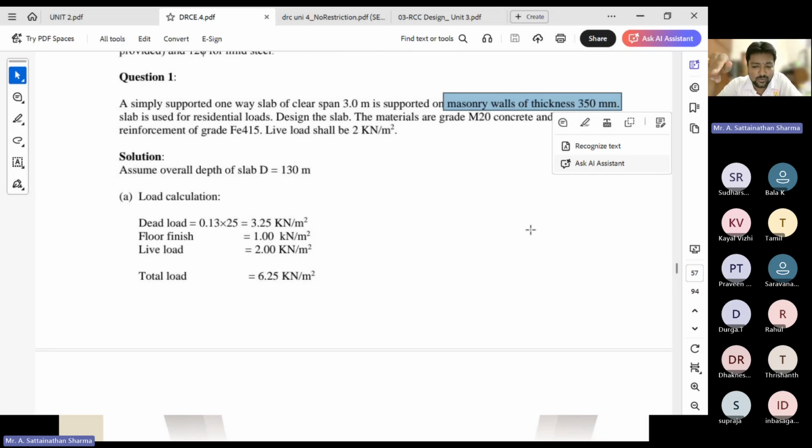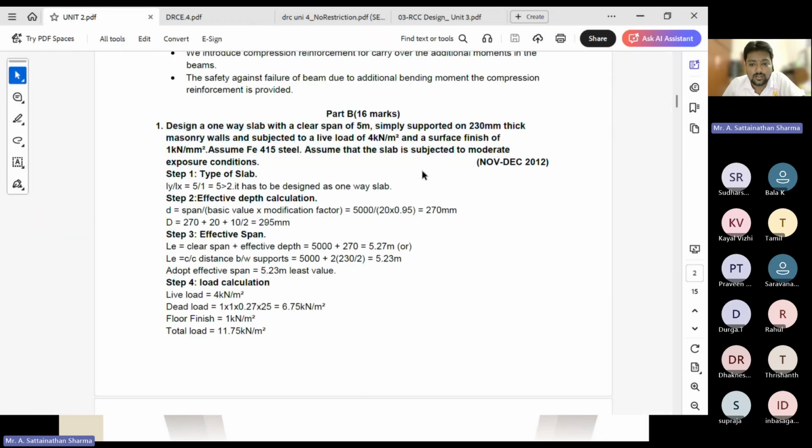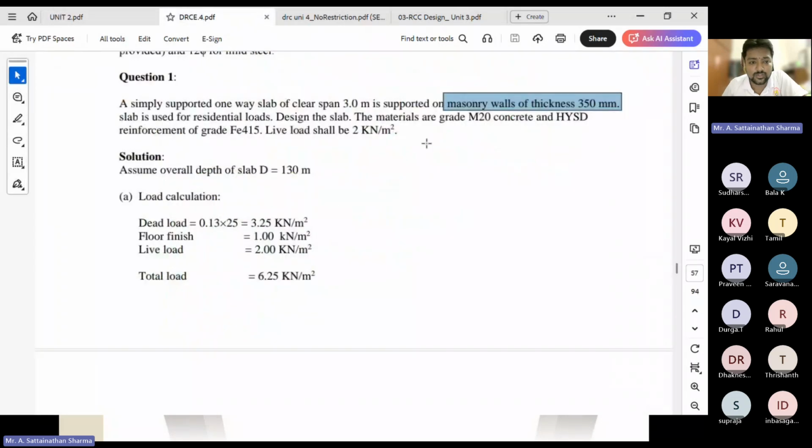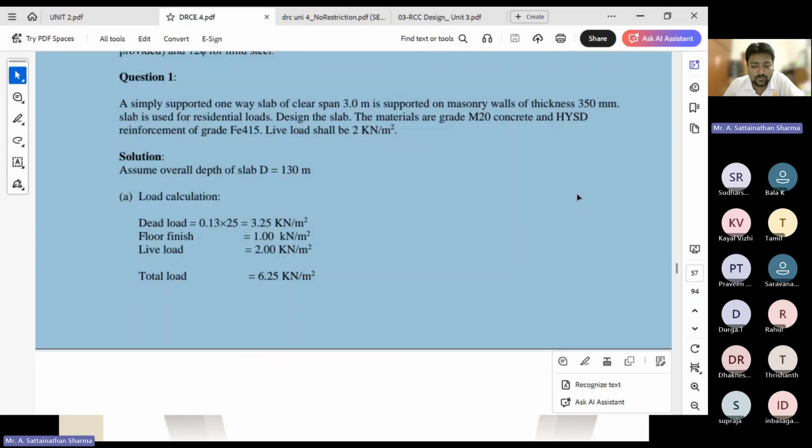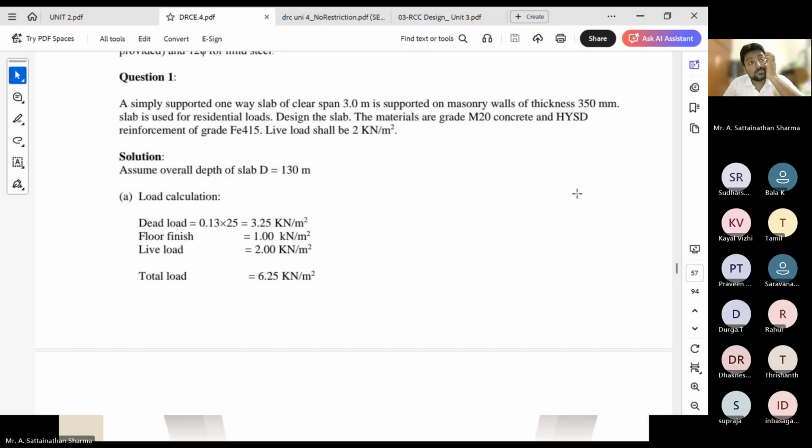So what does this represent? It is just resting on the wall. That's the point. I have a brick wall, and the slab is coming and resting on the wall. So what does it mean? It is simply supported. Very simple, right? See here, in both questions they have given it very clearly: it is simply supported. So no need to worry about it. Again, you will ask for the support and they have given it as simply supported.